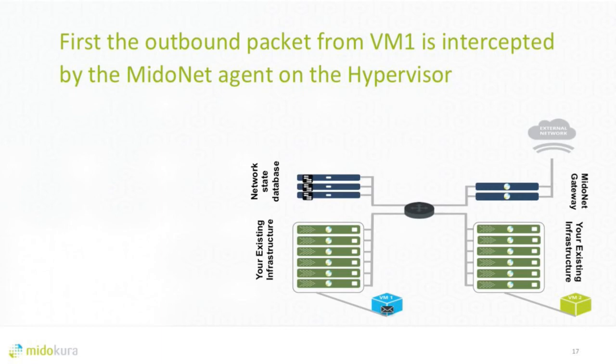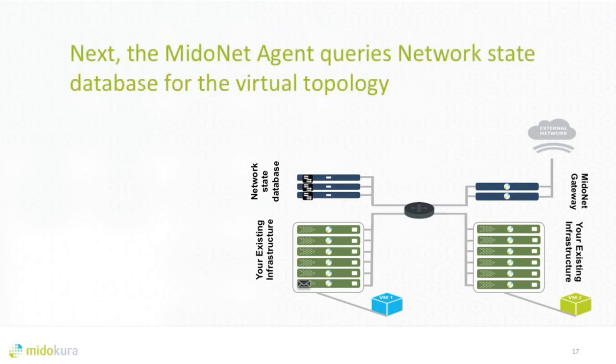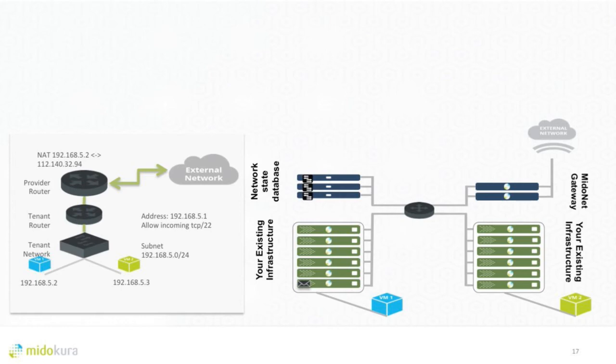So what happens when that first VM starts sending traffic? On the very first outbound packet, and this being only the very first, otherwise it would be cached or already programmed locally, the Midonet agent intercepts the call in user space and queries the network state database to find out the virtual topology specific to that tenant, in whatever manner they may have built it. So of course it's logical, so that logical topology is being pulled down to the compute host, to the agent.